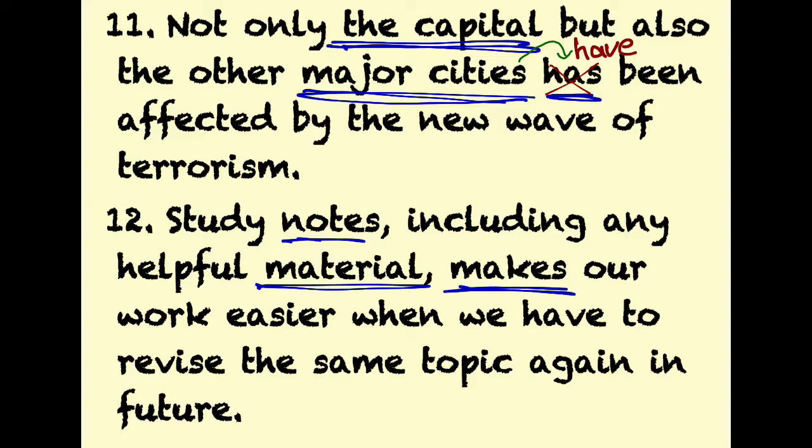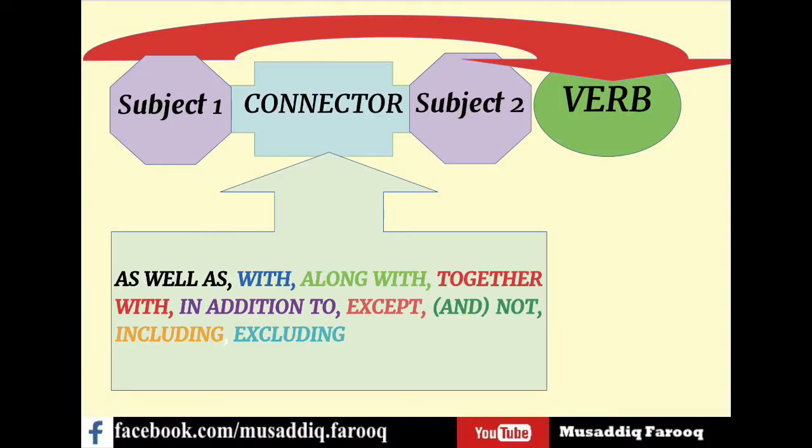Study notes, plural, including any helpful material, singular. The verb must agree with the nearest one. The nearest one is material. Or the farthest one. What is the rule? Look at the screen. Now, what is the connector? Including, excluding. What is the rule? The rule says that the presence of including or excluding dictates that the verb should agree with the farthest one.